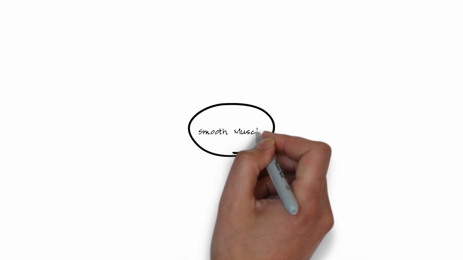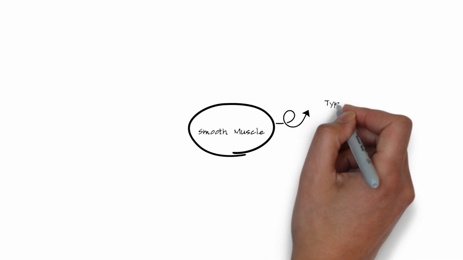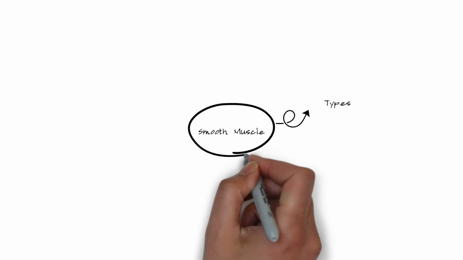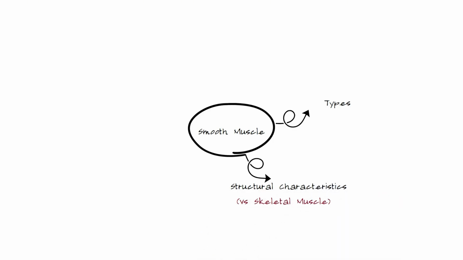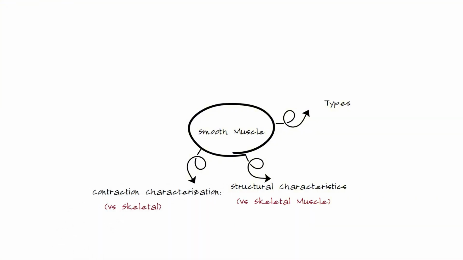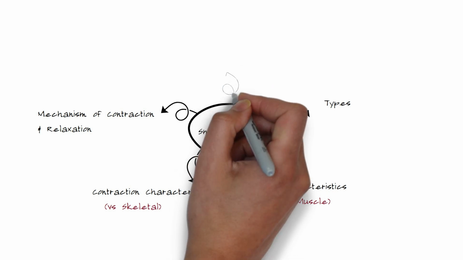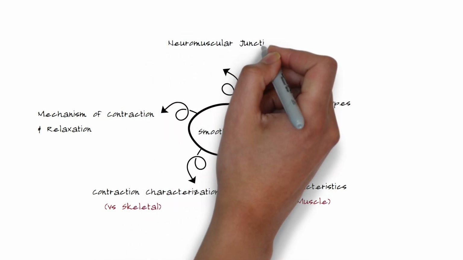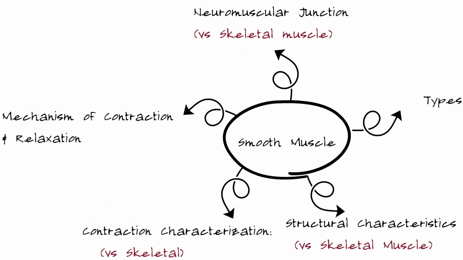Today we are going to MemoMap the smooth muscles, and first we are going to discuss the types of smooth muscle, and then we are going to explore the structure characteristic and how the smooth muscle differ from the skeletal muscle. Then we are going to compare their contraction properties. Then briefly we are going to simplify the mechanism of the contraction and relaxation of smooth muscles, and we are also going to discuss the neuromuscular junction of the smooth muscles. So let's begin to build our memo map for today step by step.